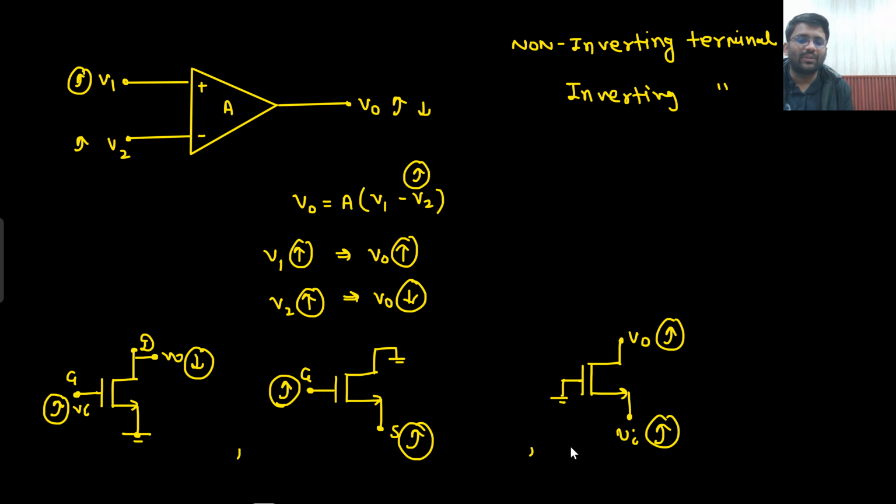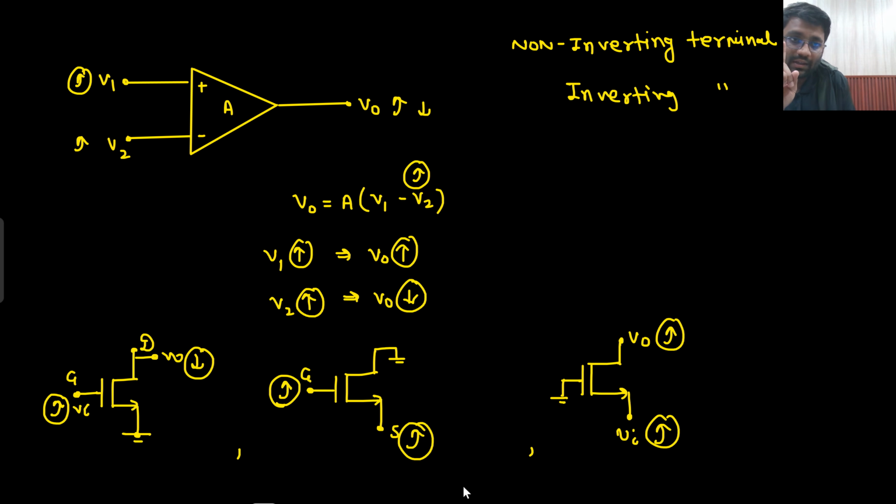You will not remember, sir, this is common source, common drain, nothing. If source increases, then drain would decrease in this configuration. If you are increasing the potential at source, drain would decrease. In the rest of them, no inversion would be there. So that means if gate increases, then source would increase.